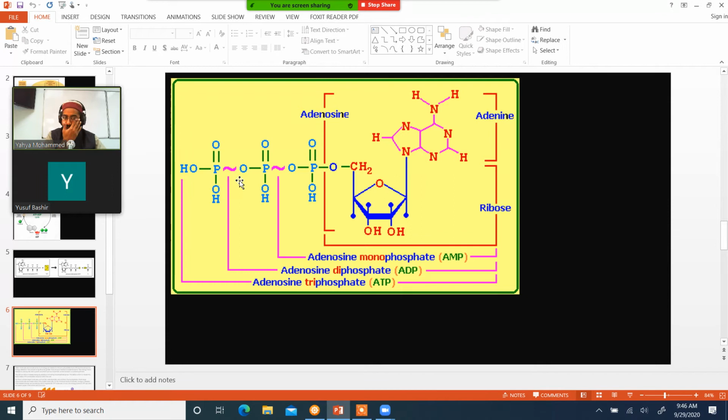What's different about it is that it has three phosphate groups. The ones in DNA, right? This is just one phosphate group. So what is this structure, brother? I don't understand. What is it? This is ATP. This is ATP.